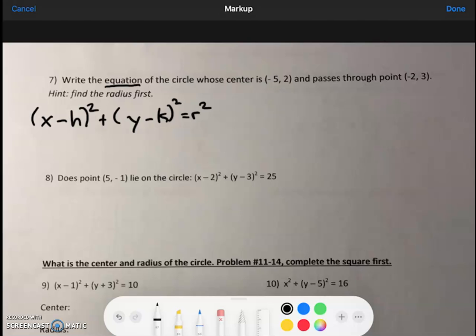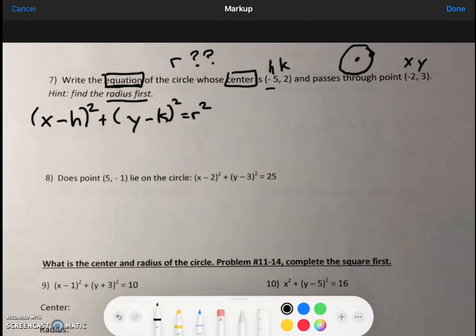Write the equation of the circle whose center is negative 5, 2. So that's really the h value and the k value, and passes through a point. So you have the center, and then you are given one point here. This point is an x, y value. We got to write the equation. So what we need are two components. We need the center, which they give us, and we need the radius, which we don't know. So the first thing we got to do is figure out what that radius is.